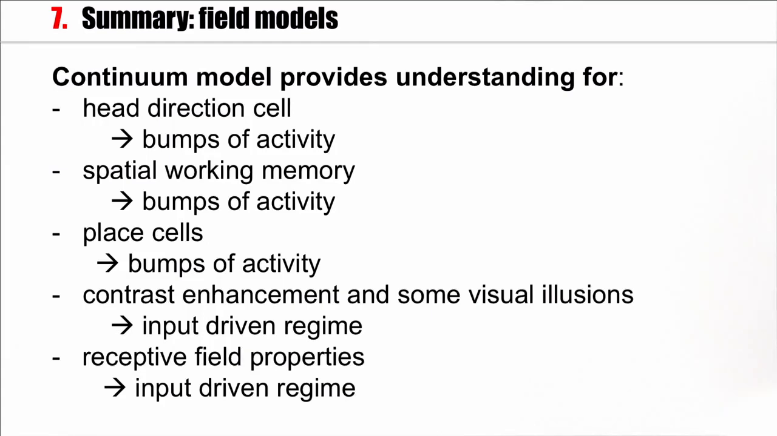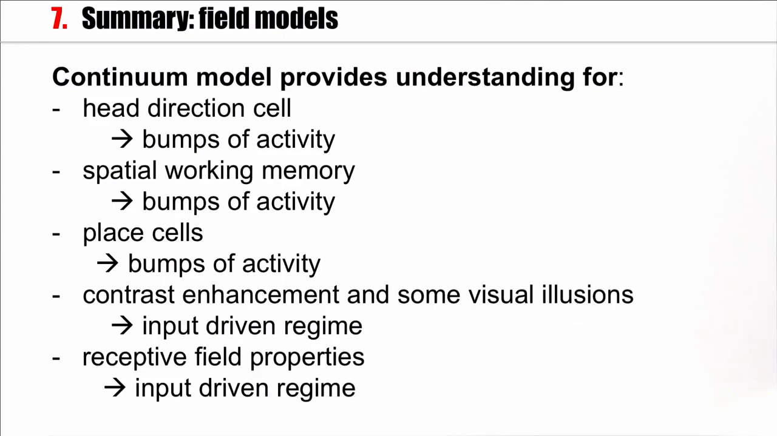So, let me summarize. We have seen lots of things today. We have looked at field models. We have derived the field models. The field models are models of population activity, and these field models work in a continuum. The continuum can represent the location of the activity in the brain or some abstract variable, such as, for example, a head direction.